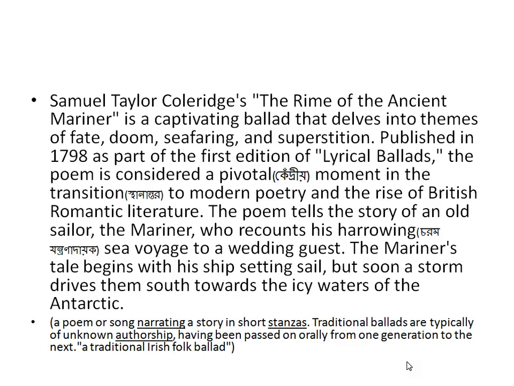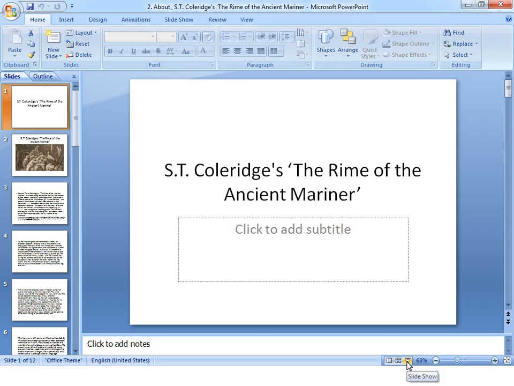Samuel Taylor Coleridge's Rime of the Ancient Mariner is a ballad. A ballad is a poem or a style of writing. There will be short stanzas. 4 line stanzas are called quatrains. Okay, quatrain. So in a ballad, we will be narrating a popular story consisting of short stanzas. And sometimes the narrators of these popular stories are unknown. Okay, that is the ballad.